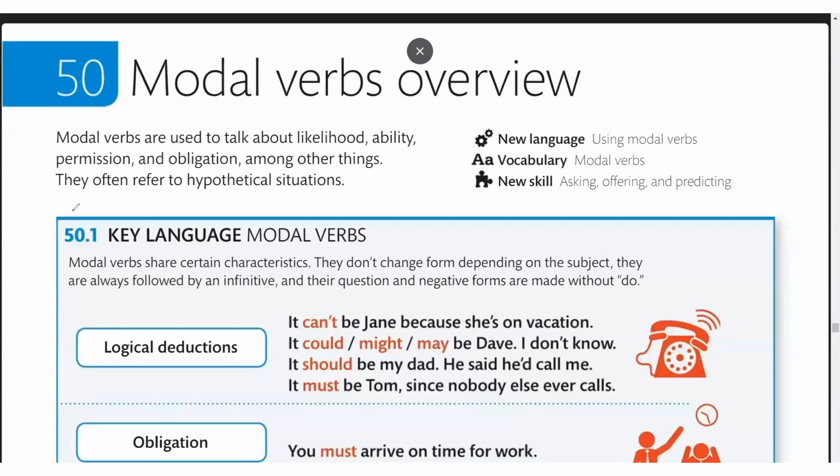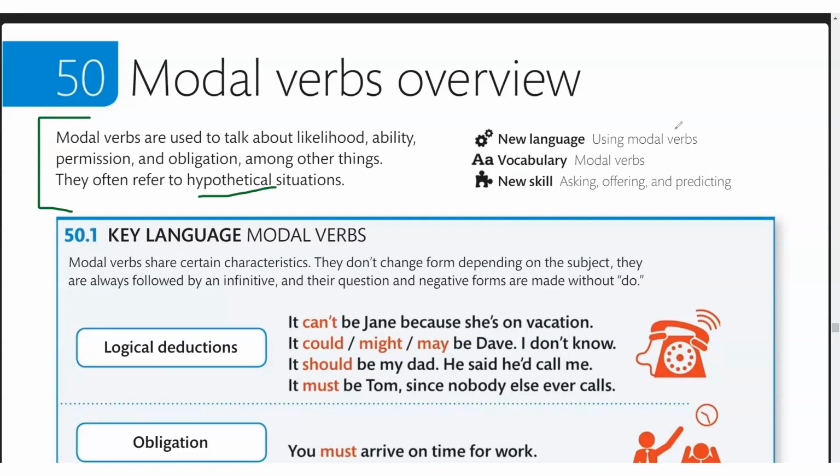I'll read that. Modal verbs are used to talk about likelihood, ability, permission, and obligation, among other things. They often refer to hypothetical situations. So a hypothetical, they're situations that are not real. So fantasy or imagination. So let's look at what those modal verbs are. And they're often even called helping verbs. It's not the main verb often in the sentence, but it helps with understanding the sentence.